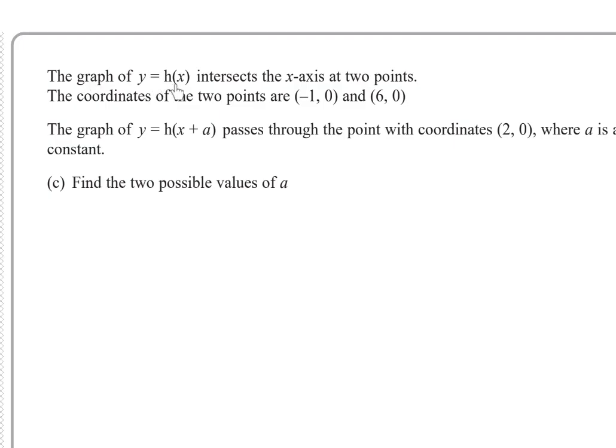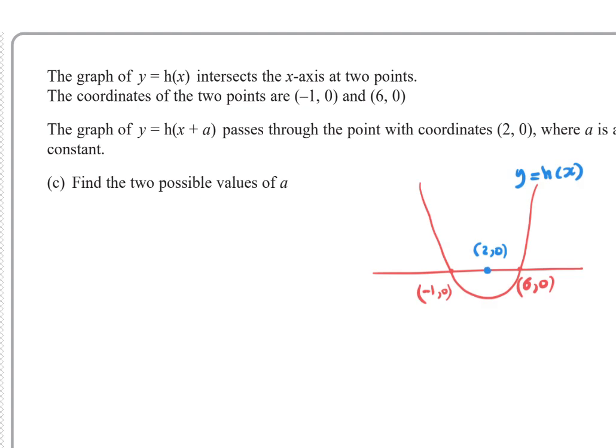The graph of y equals h(x) intersects the x-axis at 2 points. The coordinates of the 2 points are (negative 1, 0) and (6, 0). The graph of y equals h of (x plus a) passes through the point with coordinates (2, 0), where a is a constant. Find the two possible values of a. This is the original function, y equals h(x), intersecting the x-axis at (negative 1, 0) and (6, 0).